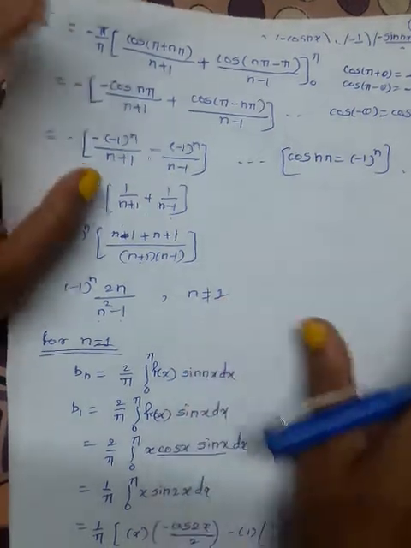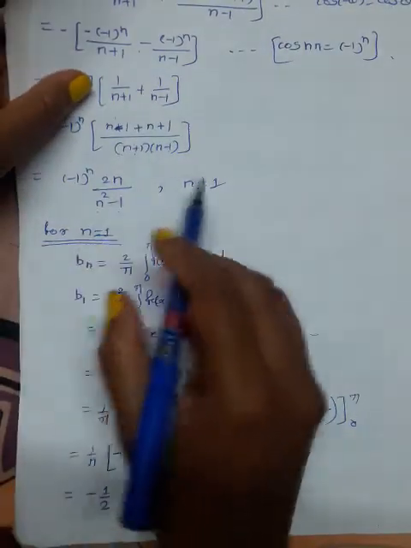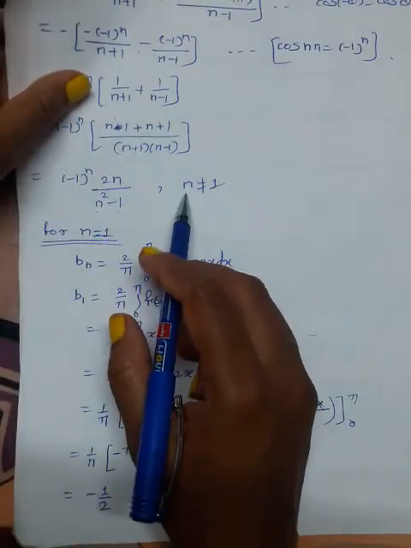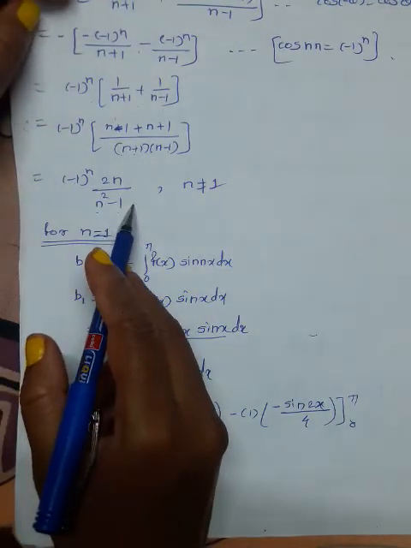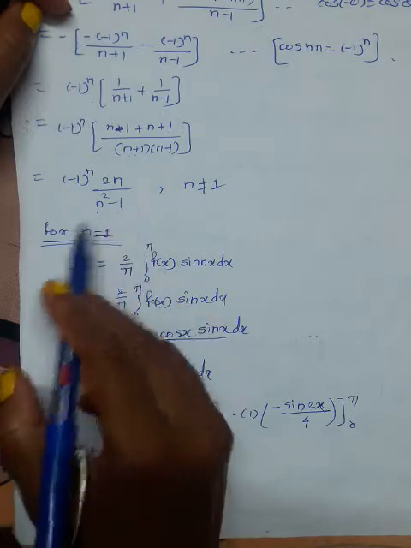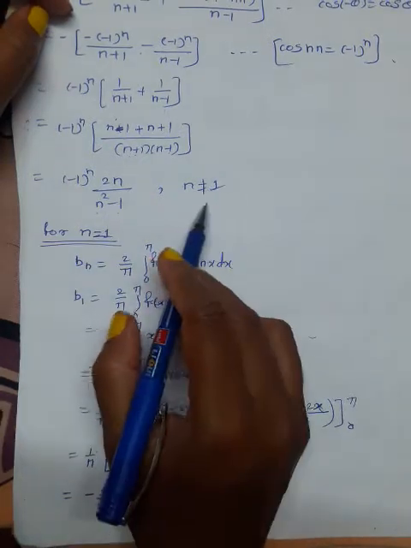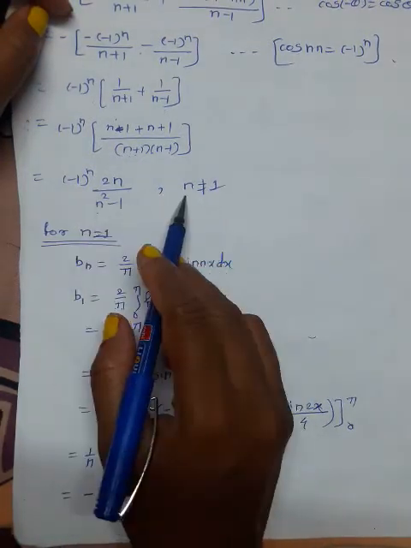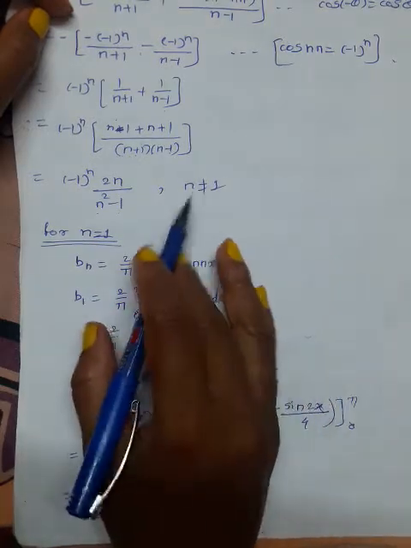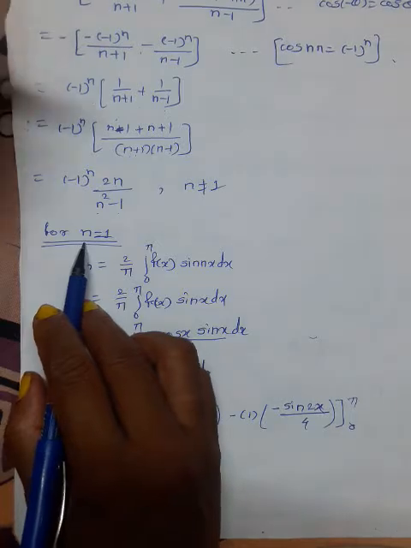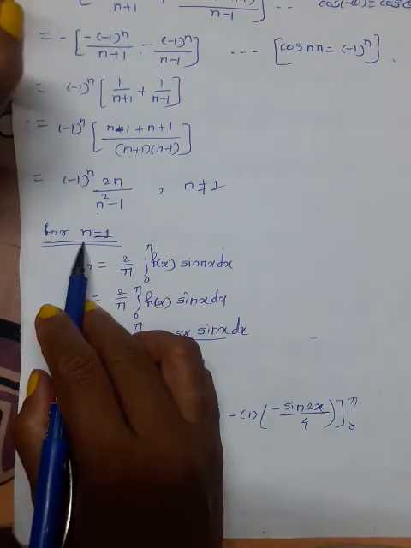And if you observe this denominator, our n value starts from 1 in the summation. If you put n is equal to 1 here, 1 minus 1 is 0. Anything divided by 0 is infinity. That's why we have to neglect n is equal to 1 value here. The series will start from n is equal to 2. And for n is equal to 1, we have to calculate separately an and bn.